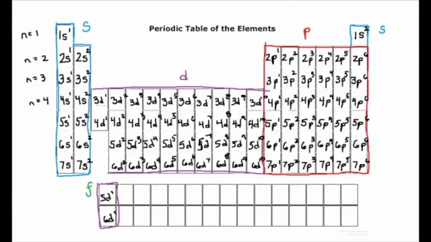Now, just as D started 1 below what you would expect, here you would expect 5f1, because this is the 5th energy level, but instead it's going to be 4f1, which means this is going to be 5f1, all the way to 14, so fill that in as well.